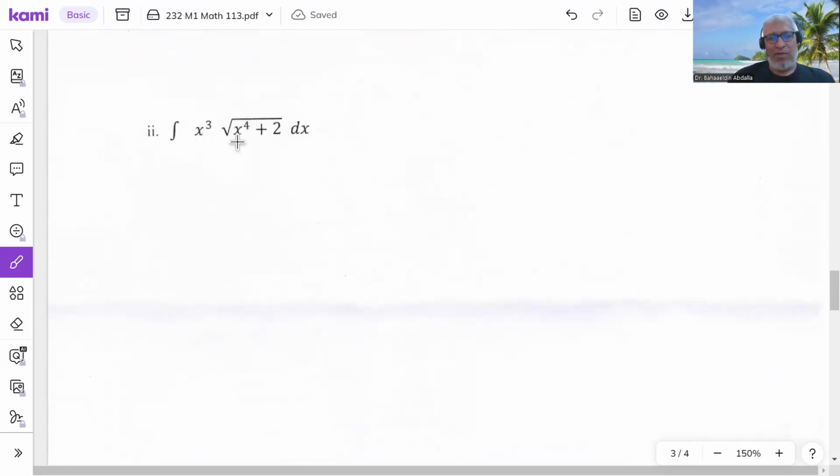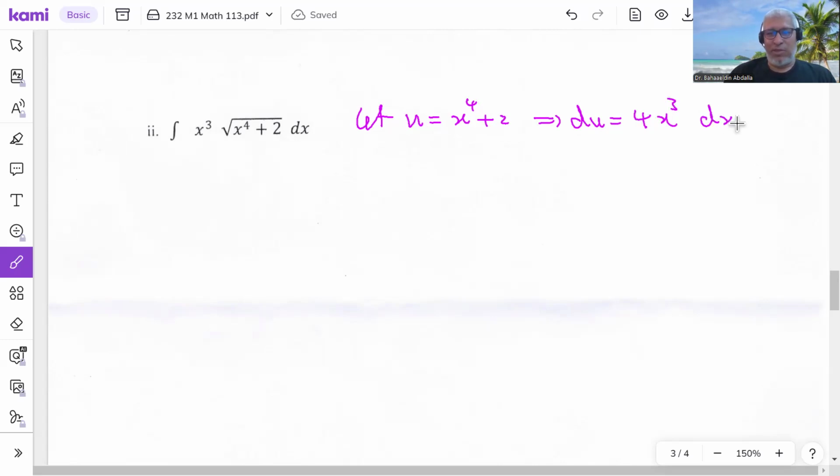I have x cubed outside, x to the power 4 plus 2. I notice that the derivative of x to the power 4 is 4x cubed. I have x cubed outside, so I'll use integral by substitution. So I take u equals x to the power 4 plus 2, what is inside the radical. And I find du. Well, du is derivative of x to the power 4 is 4x cubed, and derivative of 2 is 0 times dx. So this is du. Now I need to change this integral from x to u.